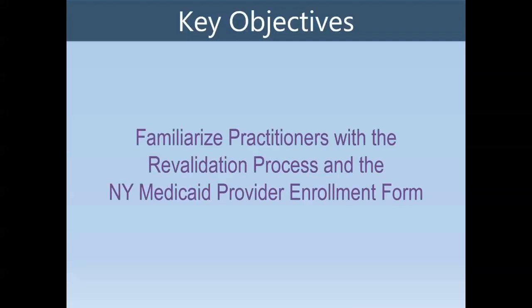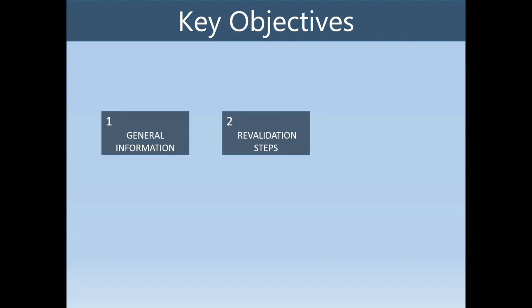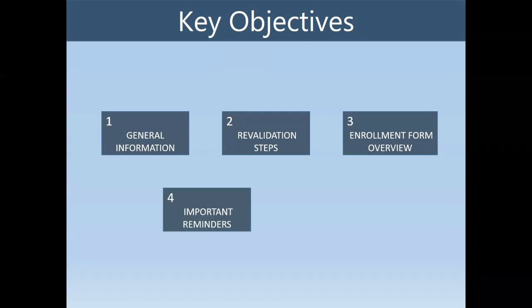The key objectives for today: we're trying to familiarize practitioners, all of the providers on the call here, with the revalidation process, as well as a brief overview of the provider enrollment form that you're going to use to revalidate. We're going to start with general information on the revalidation process. Then we're going to walk you through the different steps that you're going to take to revalidate, show you that enrollment form, and in particular, how you're going to be choosing revalidate as the option and go through some of the different sections of the form. And then we'll wind things up with the important reminders and then some reference and contact information.